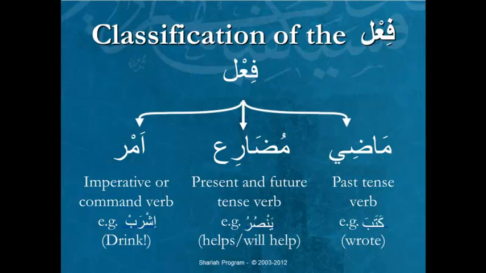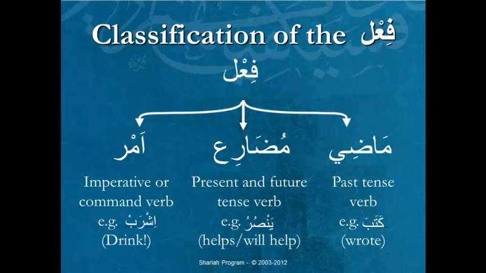The other one doesn't have a letter at the front, it's just kataba. The 3 letters are all you have. And in the case of the mudari, we have a ya at the front, which could change to a ta. It could be tansuru, or it could be ansuru, or it could be nansuru, depending on the particular conjugation. Remember, all of these exist in tables of 14. You see, and we have to develop them.